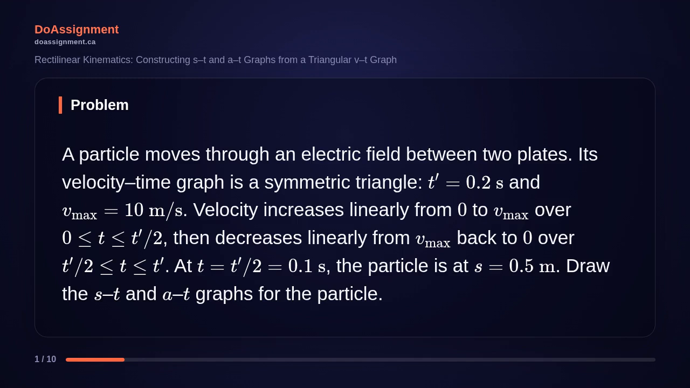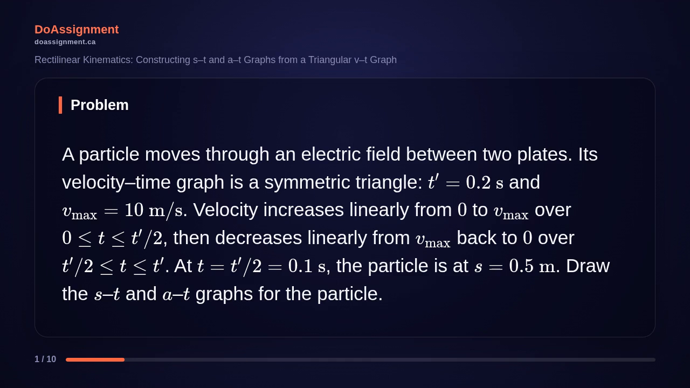A particle moves through an electric field between two plates. Its velocity-time graph is a symmetric triangle, where t' equals 0.2 seconds and Vmax equals 10 meters per second. Velocity increases linearly from 0 to Vmax over the first half of the time interval, that is, from 0 to t' over 2, then decreases linearly from Vmax back to 0 over the second half, from t' over 2 to t'. At t equals t' over 2, which is 0.1 seconds, the particle is at position s equals 0.5 meters. Draw the s versus t and a versus t graphs for the particle.